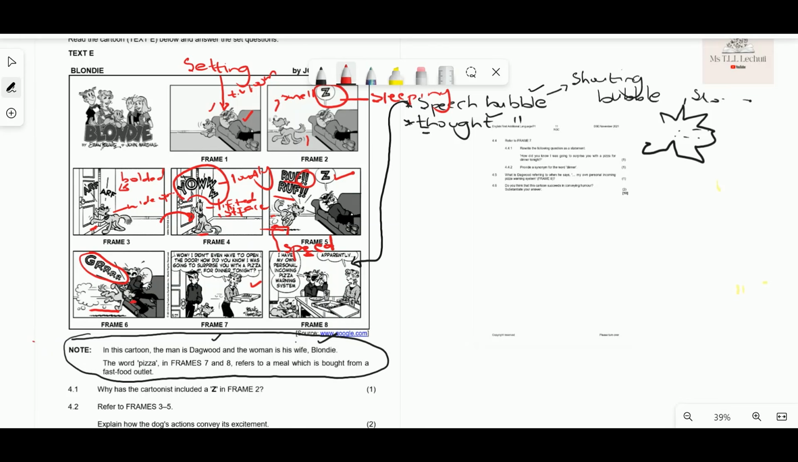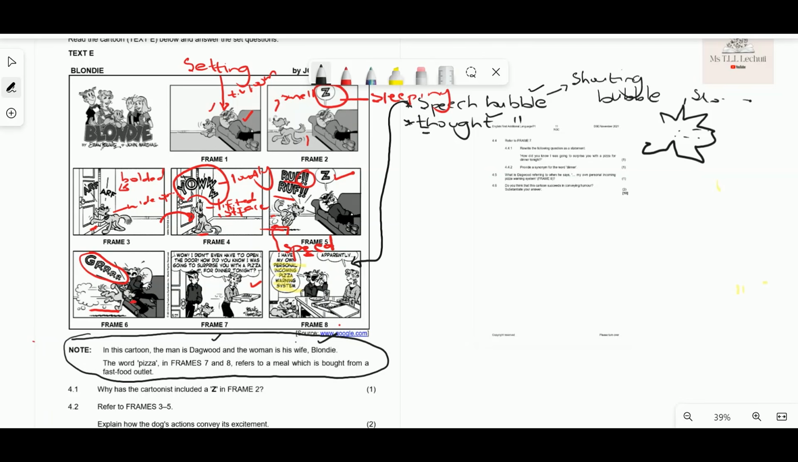You must be able to see how characters change in each and every frame. Duckwood's mouth is wide open because he is indulging in pizza. He says, "I have my own personal incoming." Let us use a highlighter. He says, "I've got my own personal incoming pizza warning system." Right? And then Blondie saying what? Apparently.